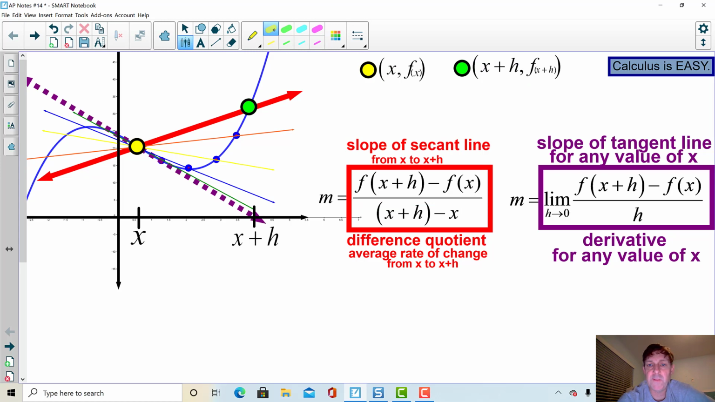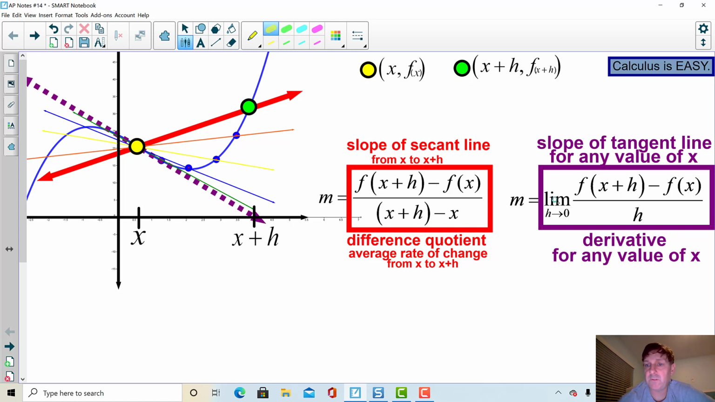Now the slope of that red line goes by a few different names. Sometimes it's called difference quotient. So if you see that, that's what they're talking about. Sometimes it's called average rate of change from x to x plus h. But the slope of that red line is what we did in middle school, it's what we did in algebra and some of the beginning high school math classes that we took.